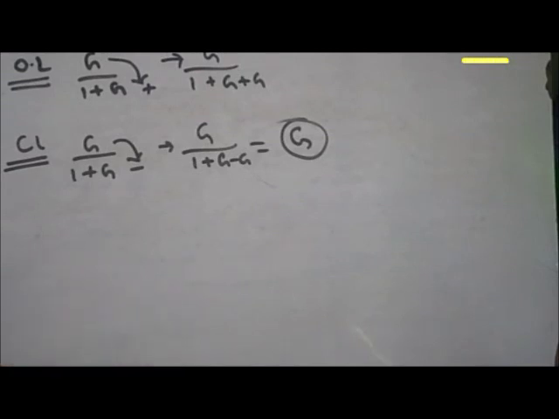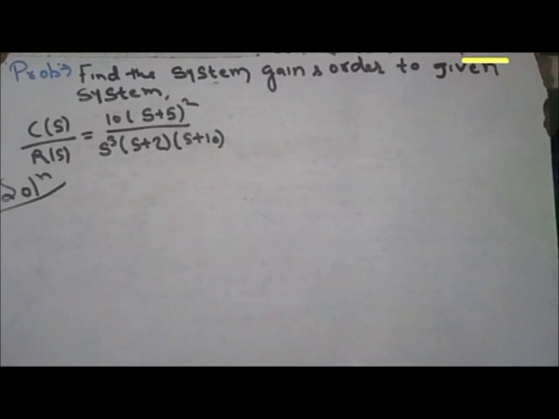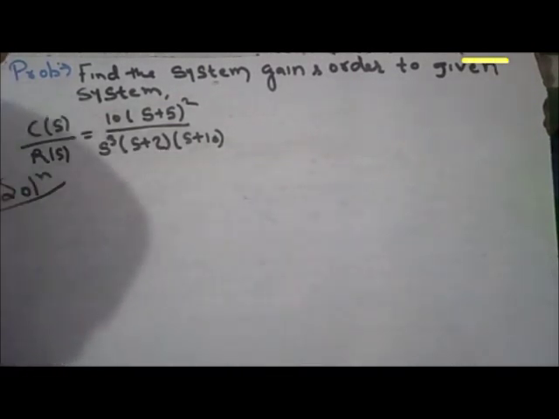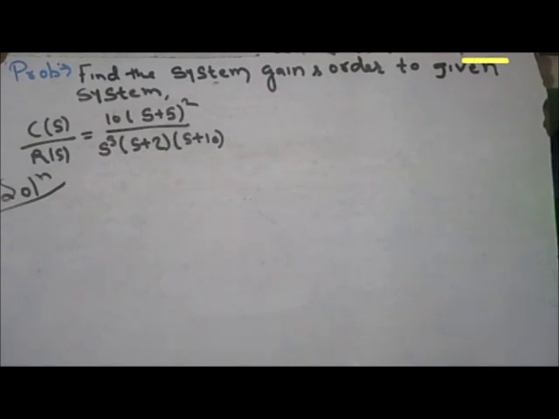Now see, from its open loop system, the order will be the highest power of the pole in the denominator, the power of s, that is 3. So the order is 3 basically. Order is nothing but the number of poles at the origin in the open loop transfer function.